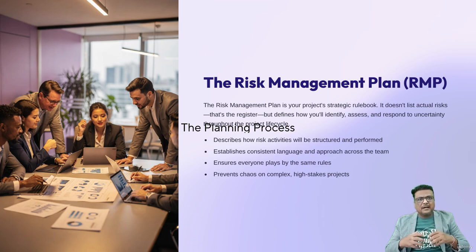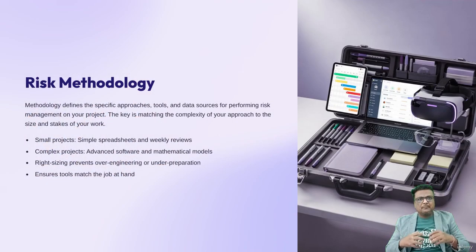So now that we've mastered the idea that the RMP is our strategic rulebook, you might be wondering what the very first chapter of that rulebook should be. Well, that brings us right into our next step, which is defining our risk methodology. The first big part of our plan is the methodology, which defines the specific approaches, tools, and data sources that will be used to perform risk management on this specific project. In simple English, we are deciding what tools are in our toolbox.